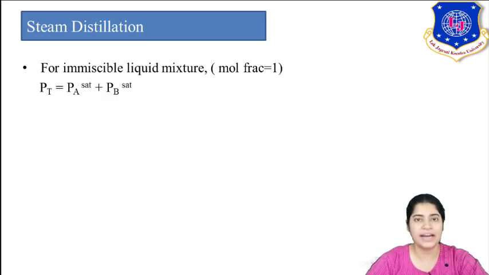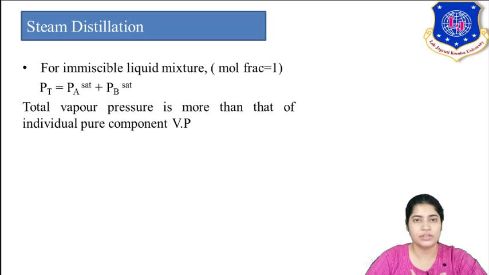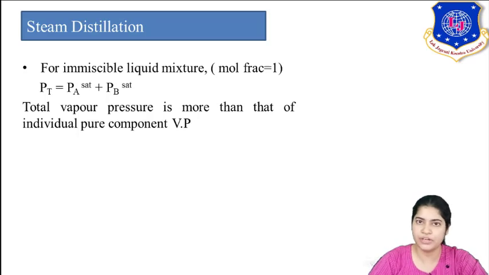It means for that kind of mixture, your total vapor pressure is P_A sat plus P_B sat. So here the total vapor pressure is the summation of the pure phase vapor pressures, that is, the vapor pressures of your pure components. So I can say that my total vapor pressure would be more than that of an individual pure component vapor pressure.